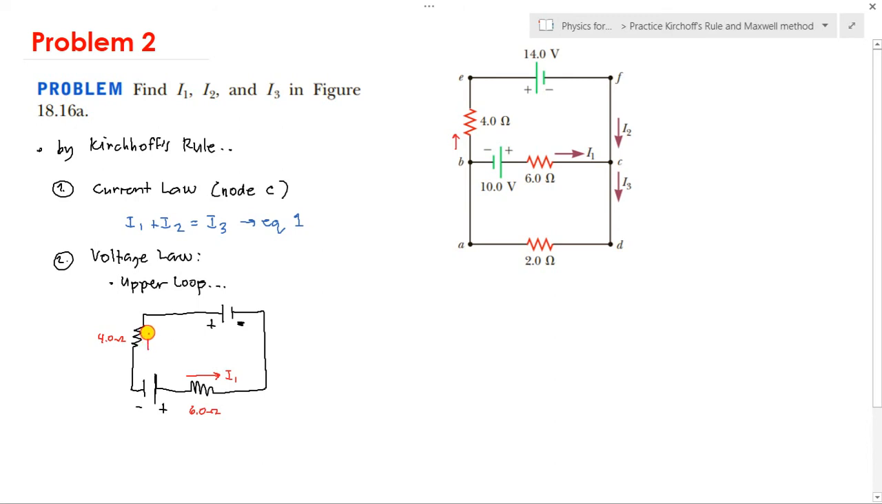So indicate I2 there. And of course, the current passing through the 14 volt battery is also I2, so put I2 there. And for the 10 volt battery, I1 passes through AC in this direction. That is I1. Oh, I forgot: it is always safer to indicate the currents and their directions for every device. And then it's up to you to assume the current direction.